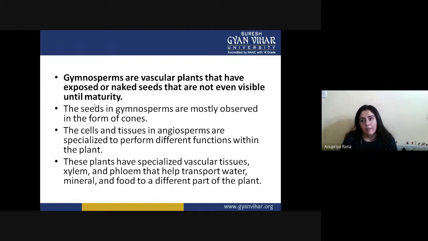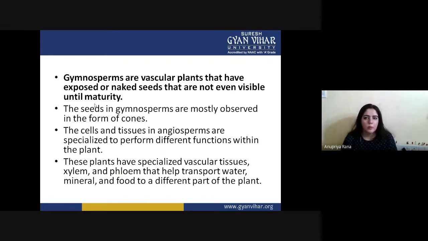They do not have flowers. Their seeds are naked, present on surfaces, and their size is also not like the angiosperms. So majorly the comparison is negative for the gymnosperms if we talk about their comparative skills. They are vascular plants, with exposed and naked seeds that are not visible until maturity. These are the major characteristic features of gymnosperms.